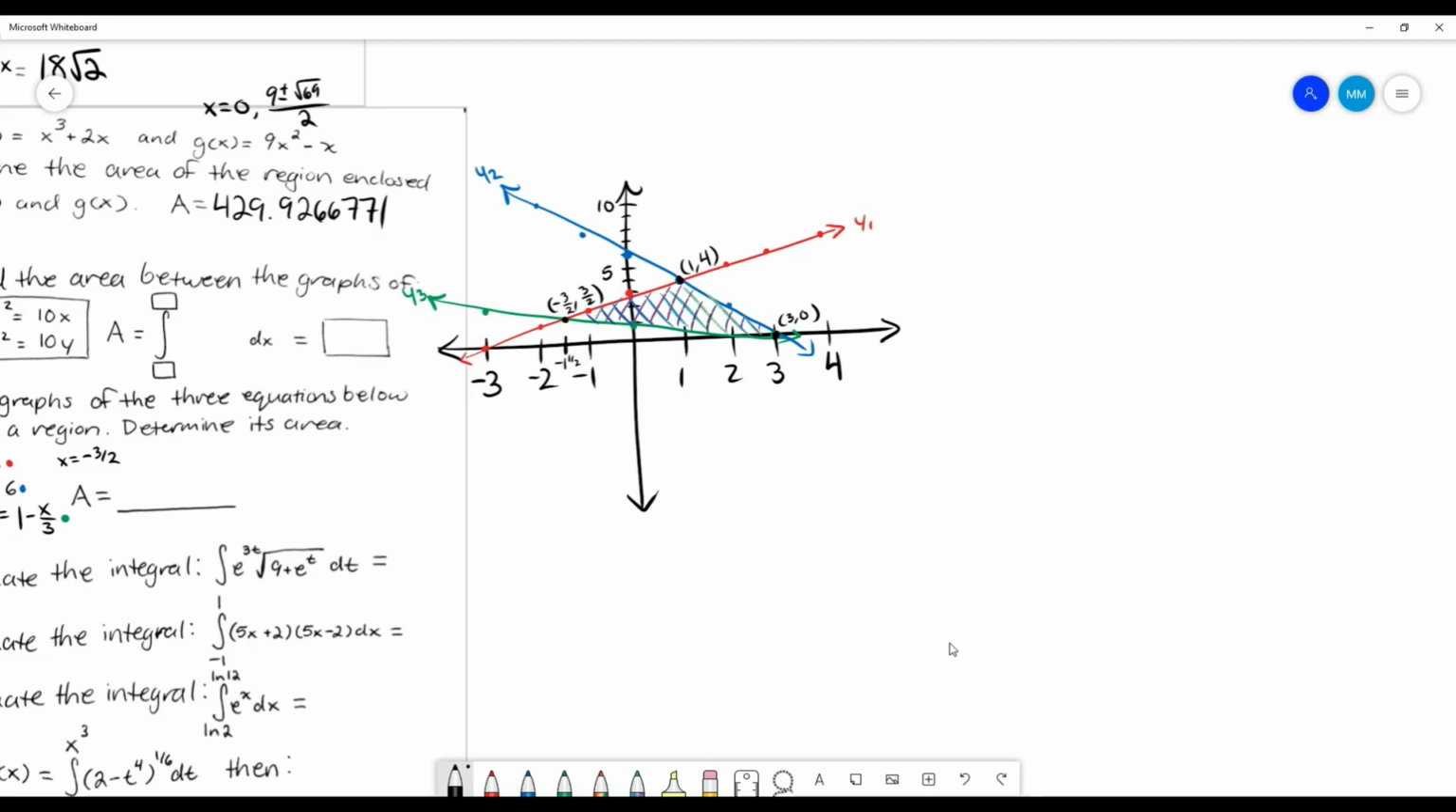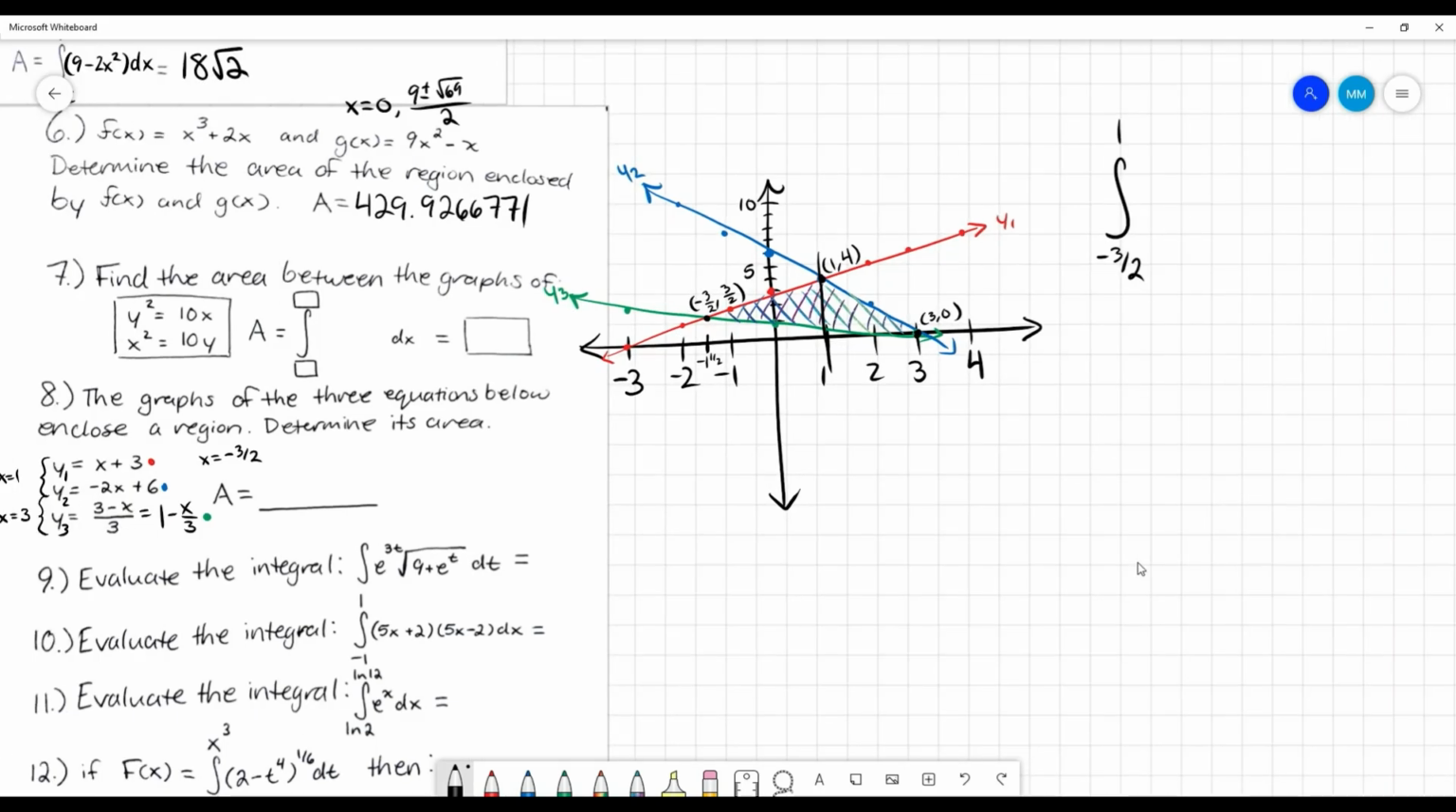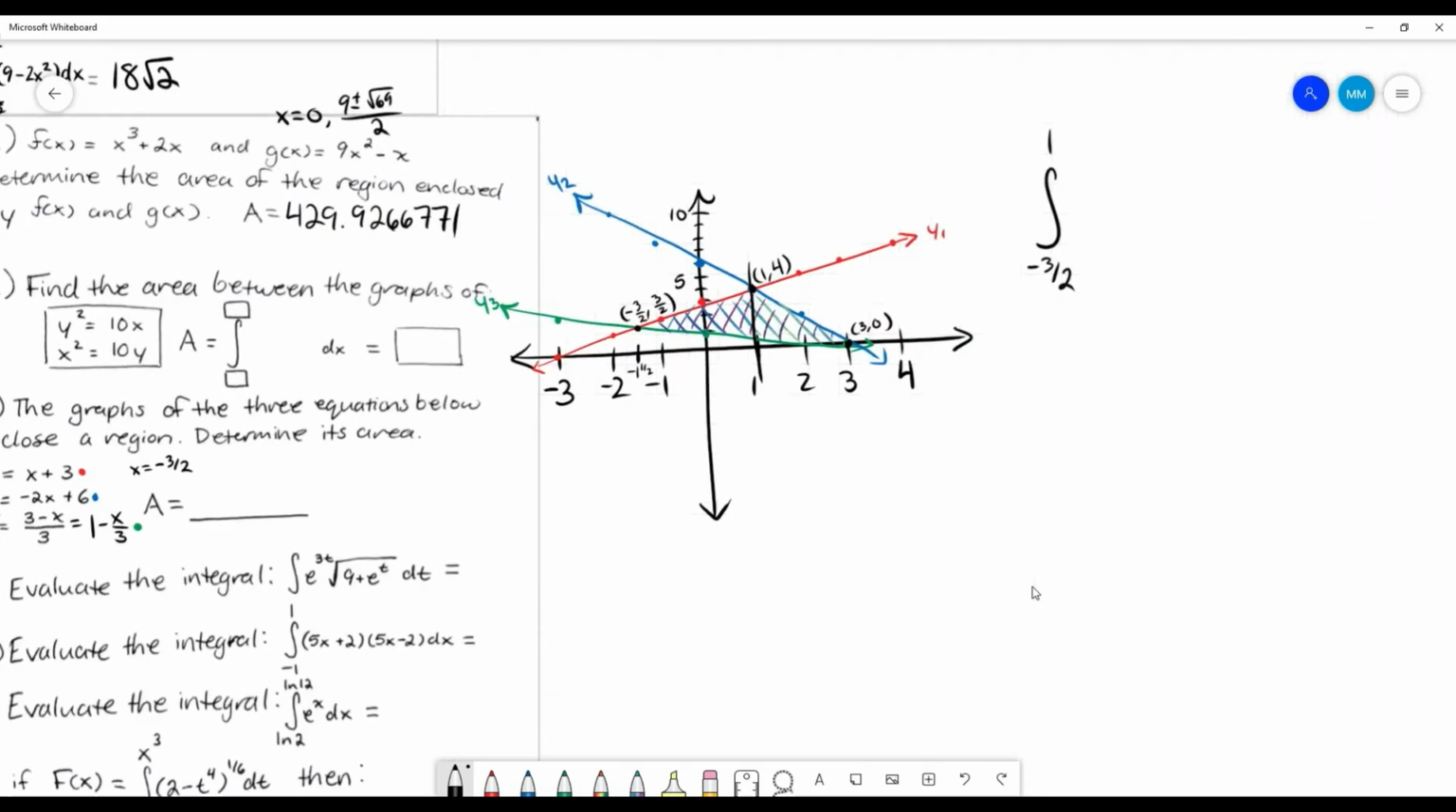Now I see that my top function changes at this point, but my bottom function is the same all throughout, which makes this nice and easy. So I'm going to split this into two integrals from this point. First integral is going to be from here to here. My second integral is going to be from here to here. So this first integral is going to go from -3/2 all the way up to x equals 1. And my top function is going to be y1. My bottom function is going to be y3. So it's going to be y1 minus y3, which is x plus 3 minus (-x/3).